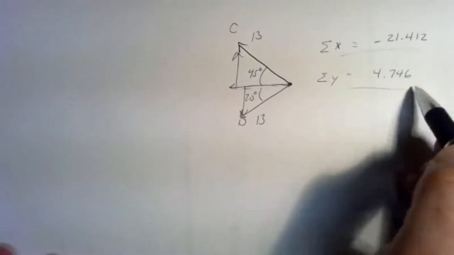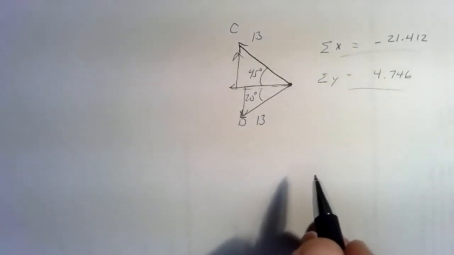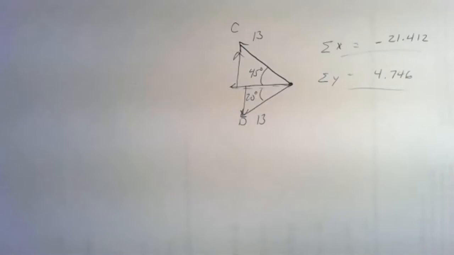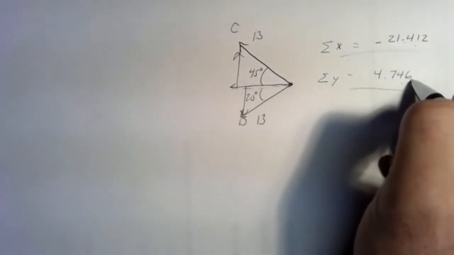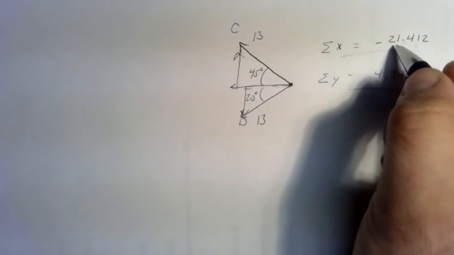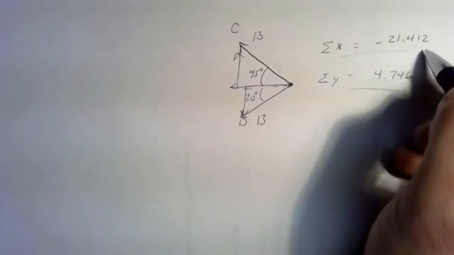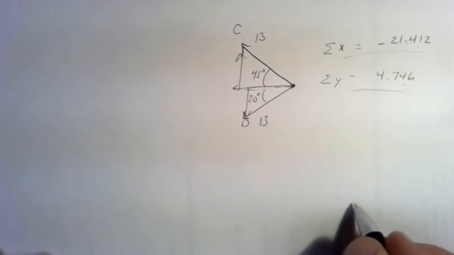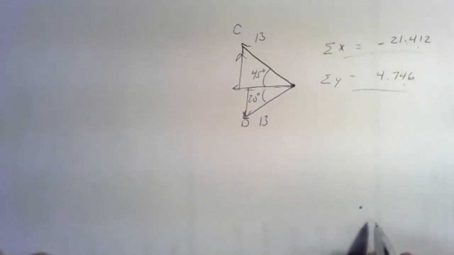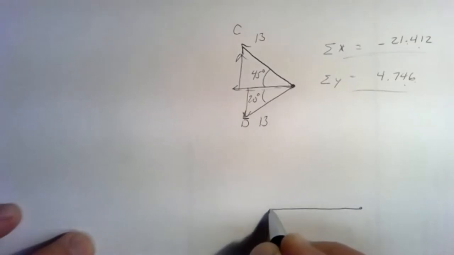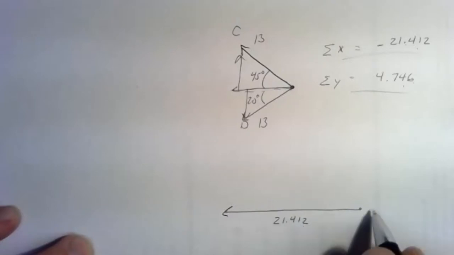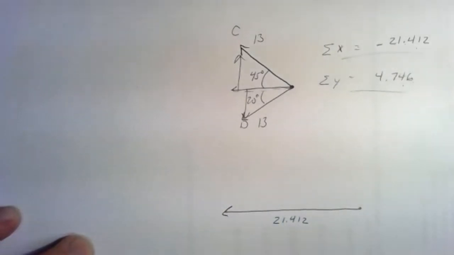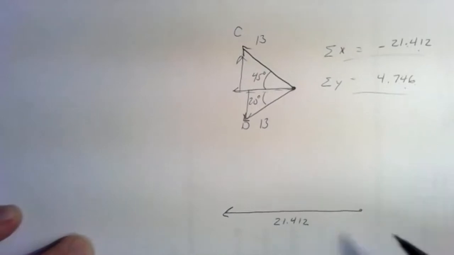So this is where you'd end up. This is part way to your answer. In fact, it satisfies the part of the question that says to state your answer in terms of components, because you've got your component values right here. So you know that your resultant vector has an x component that is 21.412 to the left. So how I would write it out, I'd draw it out just like this. I would say I've got 21.412, and I'm using that negative sign to point it to the left. That would be my x component.